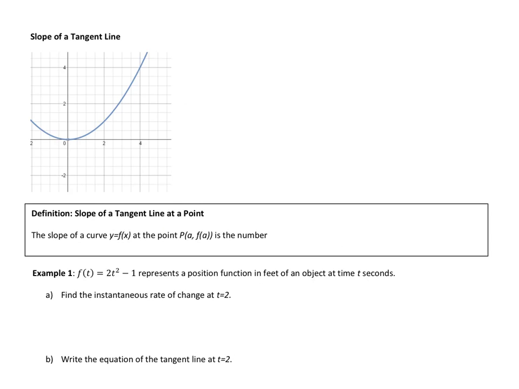Okay guys, so today we're going to talk about the slope of a tangent line. Before we do, I noticed there's one little typo right here, so this is actually incorrect. This should say P comma x comma f of x. So it's the point x and f of x. I apologize for that.